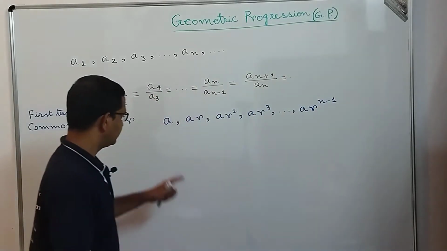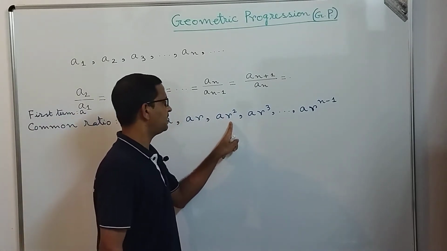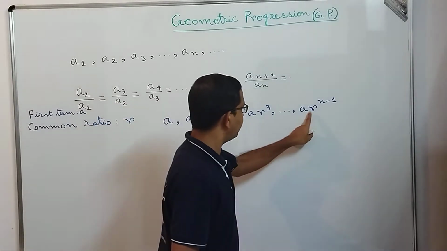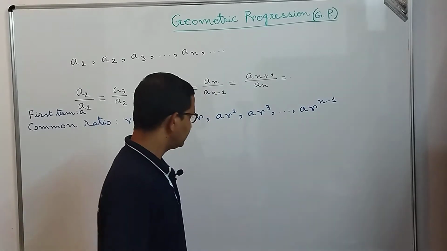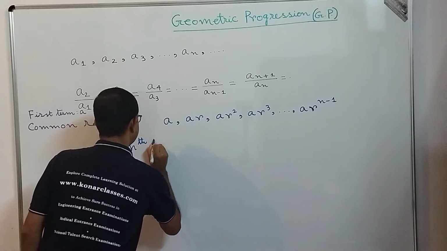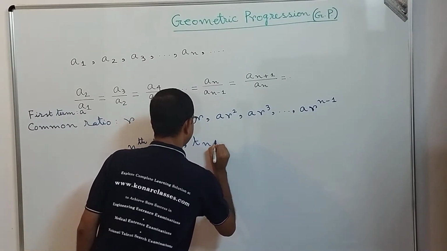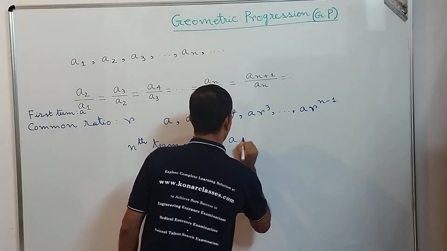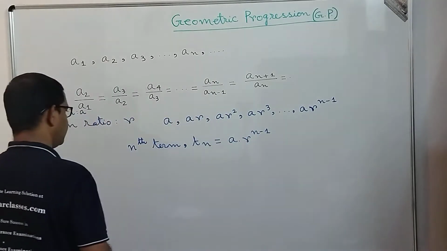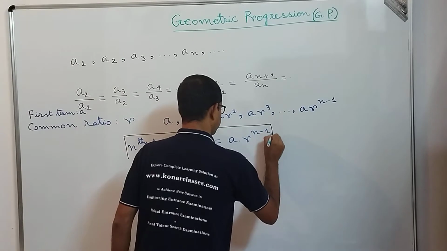Let me repeat. The first term is A, second term is AR, third term is AR square, fourth term is AR to the power 3. In that way, the nth term is AR to the power n minus 1. So what we see, dear students, is that the nth term of this geometric progression is denoted by Tn, and this is equal to A into R to the power n minus 1. So this is the first formula to find the nth term of a geometric progression.